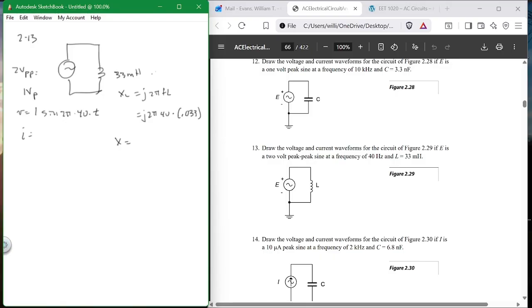Okay, 2 times pi times 40 times 0.033 equals 66 over 25 pi. Shift equals 8.2938. So it's equal to j8.2938. Is that what everybody got?